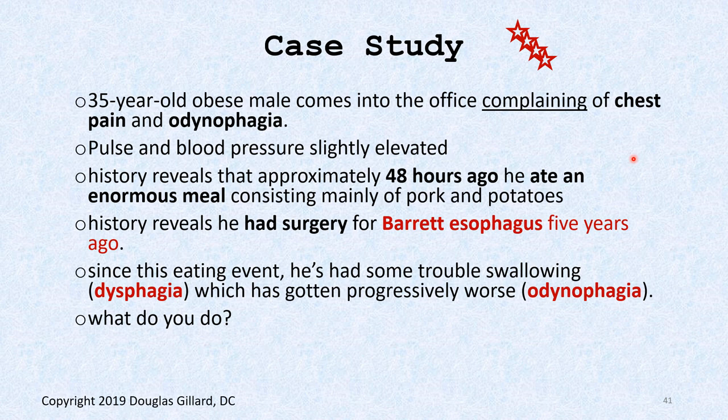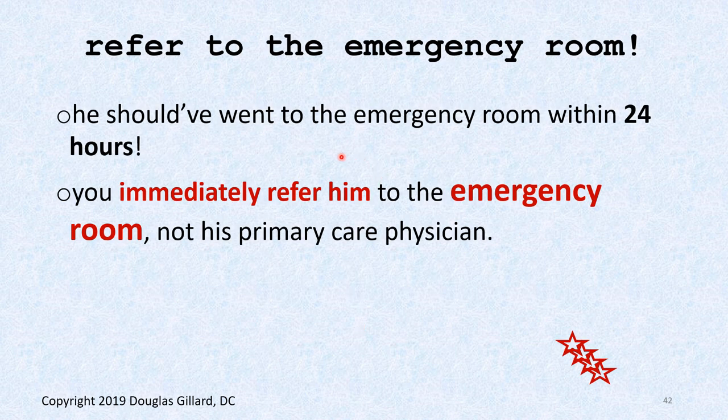Since this eating event, he's had trouble swallowing. He's had dysphagia, and it's gotten progressively worse to odynophagia. What do you do? Do you give him an atlas adjustment or axis? No, of course not. You send him to the ER, right? You scold him: why didn't you go to the ER? So they sent him to the ER, and they immediately got an endoscope and stuck it down his throat.